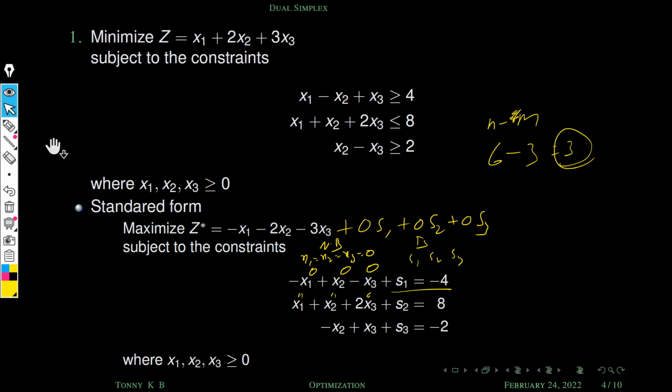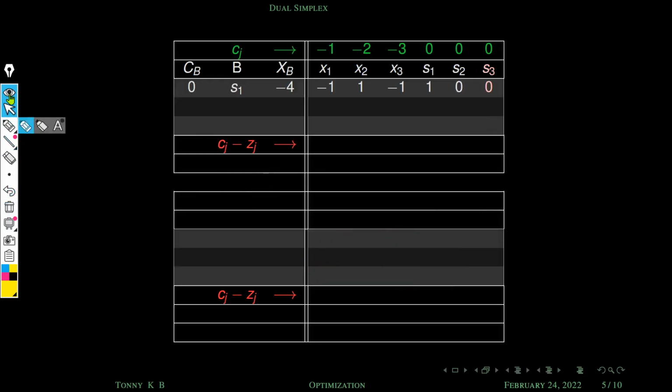So this is the procedure for writing our initial simplex table. So this is the value. So they are the basic variables s1, s2, s3. This is the corresponding cost, and these are the values of the basic variables. These are the initial values of the basic variables. This matrix is the system corresponding to our equations, the constraints. Next we have to calculate Cj minus Zj.